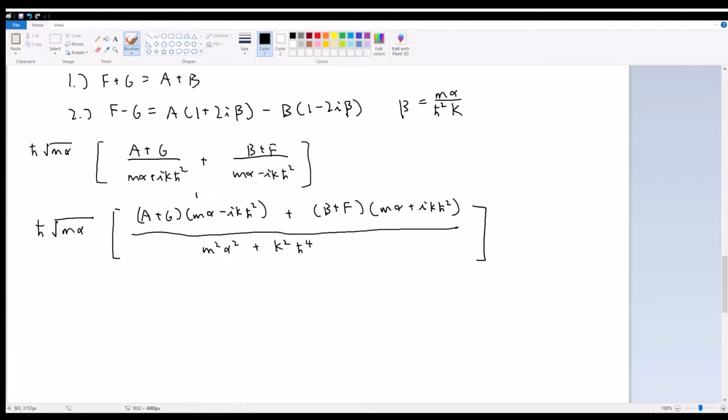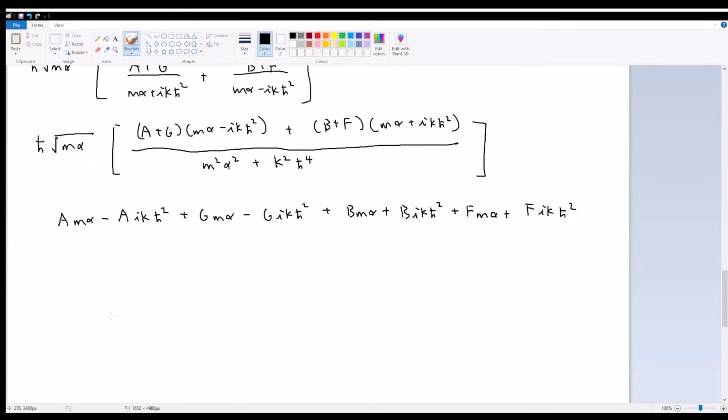So term number 1 over here is going to give us a times m alpha minus a times ik h bar squared plus g times m alpha minus g times ik h bar squared, and then we're adding b times m alpha plus b times ik h bar squared plus f times m alpha plus f times ik h bar squared. And there are a few like terms that we can combine here.